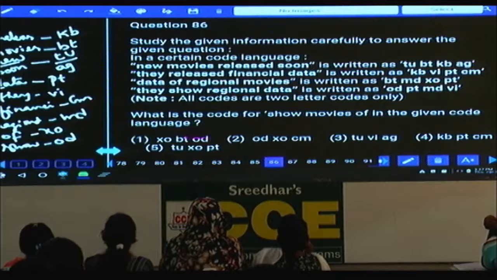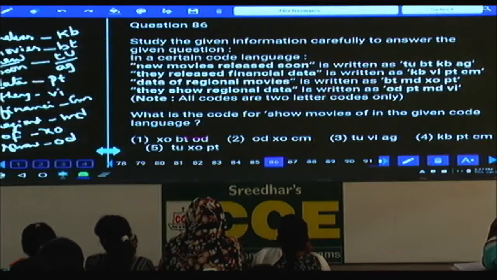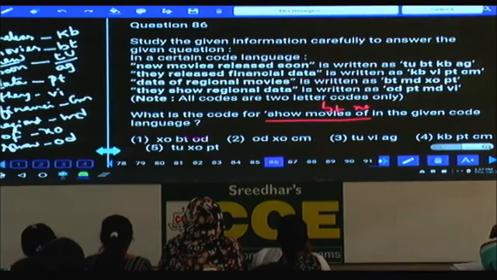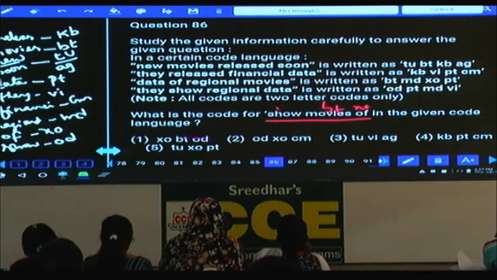And what is the code for show movies? Now show movies. Show is what? Movies is BT. What is the code for show movies in the given code language? Show movies off. Now there are two words, show movies and off. Off is XO, BT, XO. Any code to this word show? Show is OD. Hence OD, BT, XO in any order. OD, BT, XO, that is choice 1.